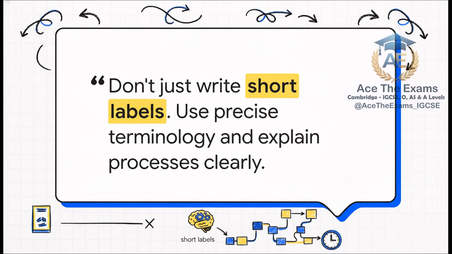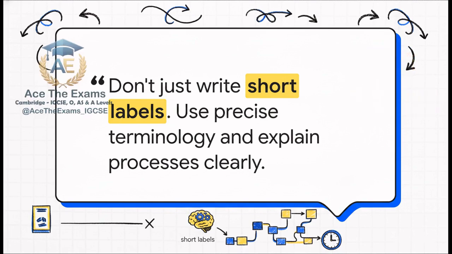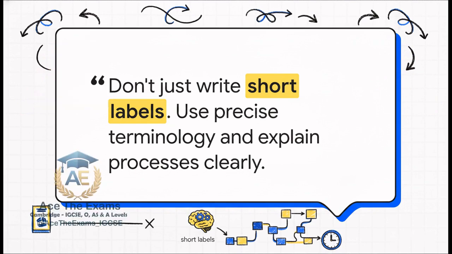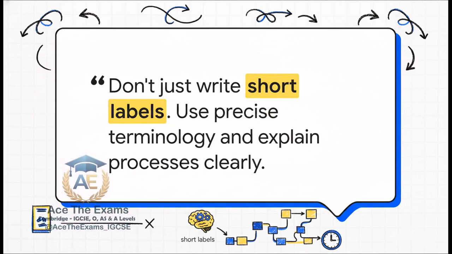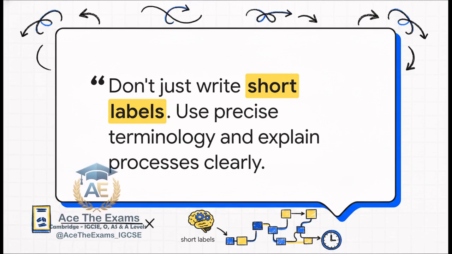Alex will look at an exam question asking to evaluate the use of hexadecimal in a system, and he'll just write, "It uses numbers 0 to 9 and letters A to F. It is base 16." Boom. Done. And while that's factually true, it's nothing more than a short label. It completely ignores the command word.